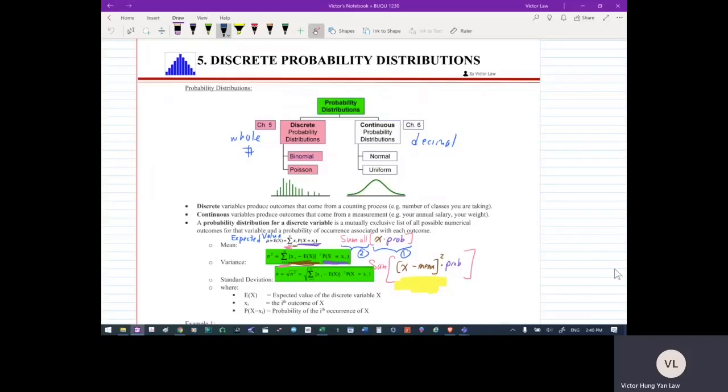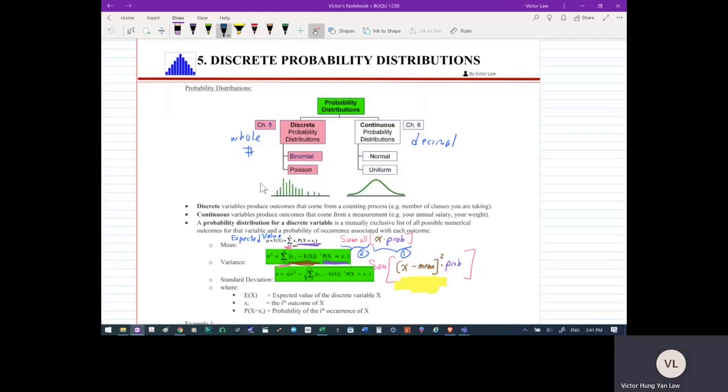Chapter 5, Discrete Probability Distributions. When we're looking at discrete probability distribution, what that means is that we're looking at whole numbers. Once we get to Chapter 6, we're going to learn about continuous probability distributions, and that's when we include all the decimals, all the scenarios as well. But for Chapter 5, we're looking at whole numbers, discrete numbers.